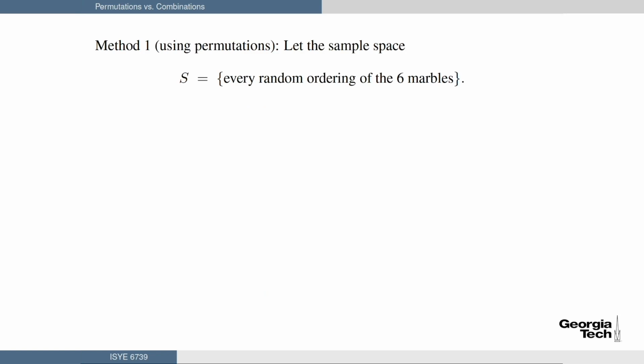Method 1 uses permutations. So for this method, let's define the sample space S to be every random ordering of the 6 marbles. Obviously, there are 6 factorial of those. Event A is defined as the 2 end marbles are white. So you have the situation white, red, red, red, red, white.